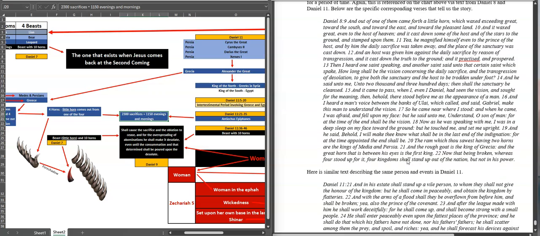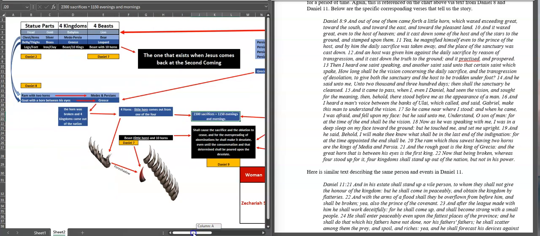The ram which thou sawest having 2 horns are the kings of Media and Persia, and the rough goat is the he-goat is the king of Grecia, and the great horn that is between his eyes is the first king. Now that being broken, whereas 4 stood up, 4 kingdoms shall stand up out of the nation, but not in his power. So again, this is the transition between the Medo-Persian Empire and the Greek Empire via Alexander the Great.